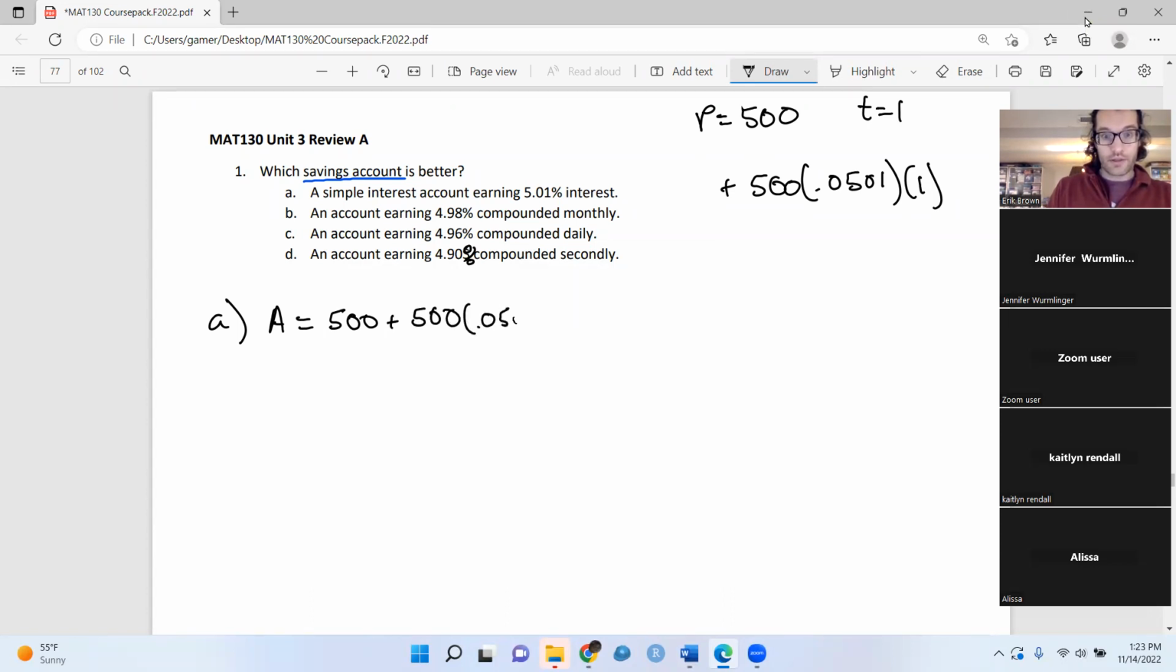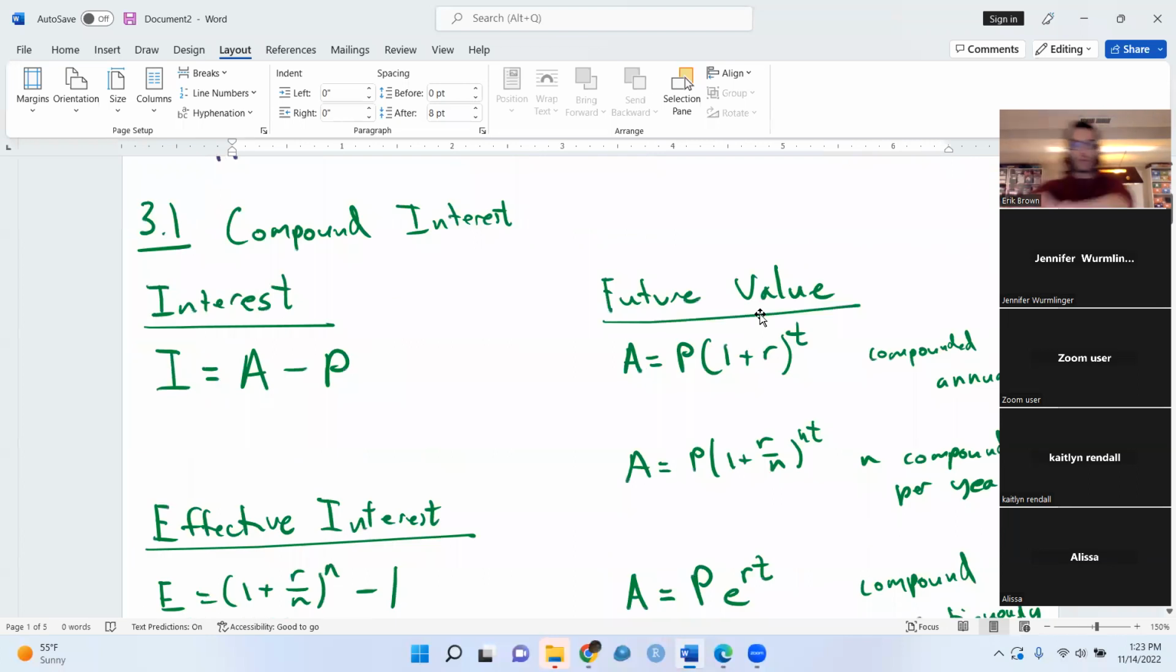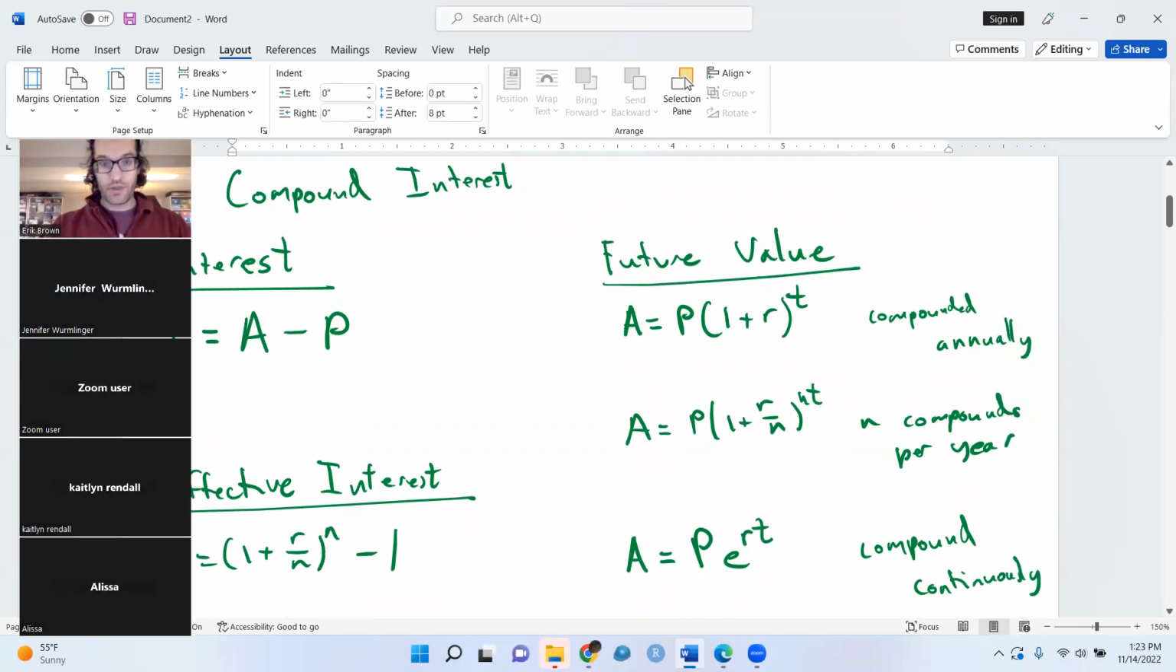Okay, so for monthly, actually, let me just finish writing this down. And that's going to be some sort of number over 500. So for monthly, which formula are we going to use? Maybe we should start there. We know it's the compound interest formula. We'd better do a future value. Which one of these three should we use? Number one, number two, or number three? I was going to use number 2.